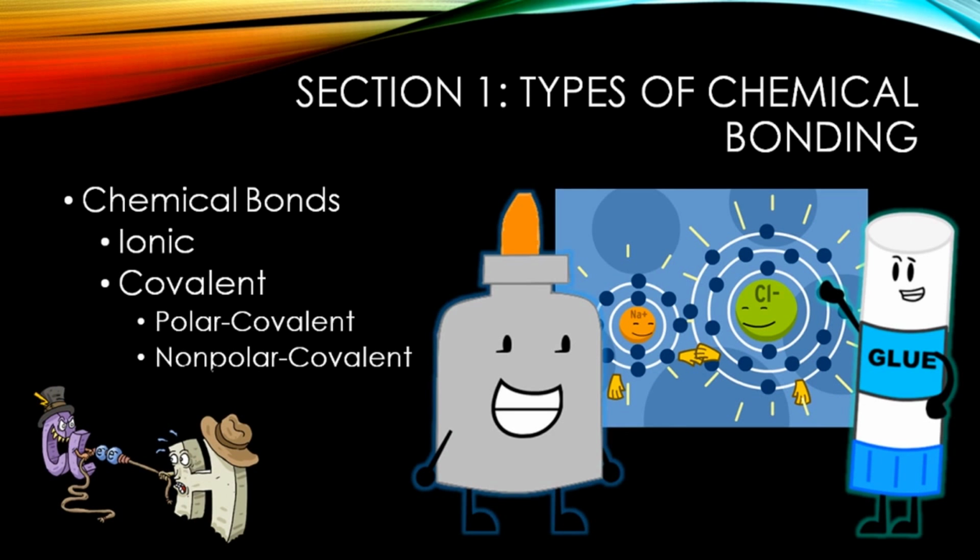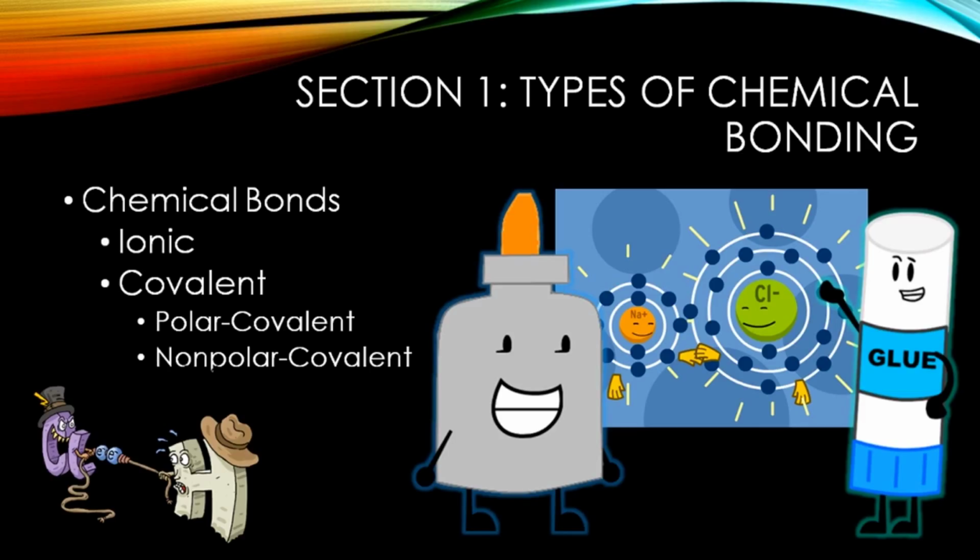Section 1, Types of Chemical Bonding. As you already know, or should already know, all matter is made up of atoms, but atoms in the universe are rarely found hanging out by themselves. They are most commonly found combined with other atoms through chemical bonds. Now you may find yourself asking, what's a chemical bond? I forgot.